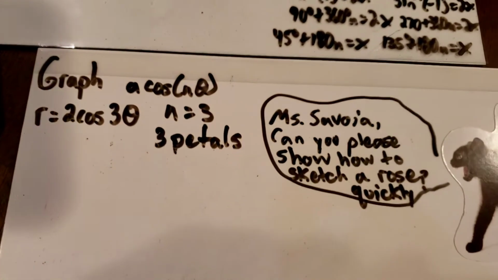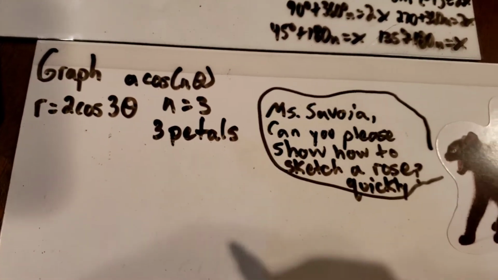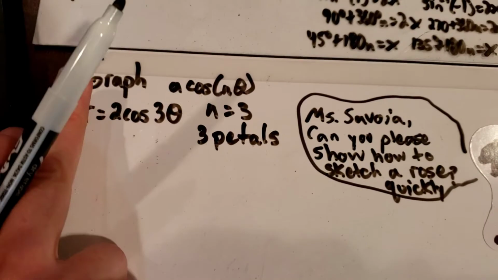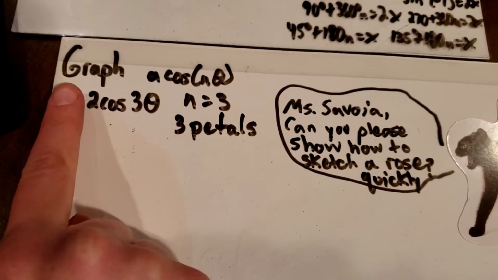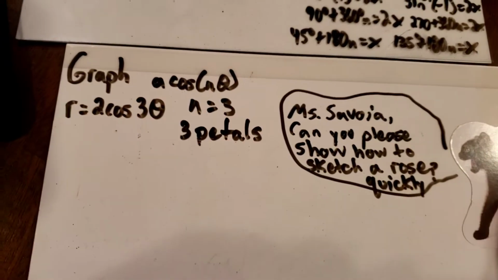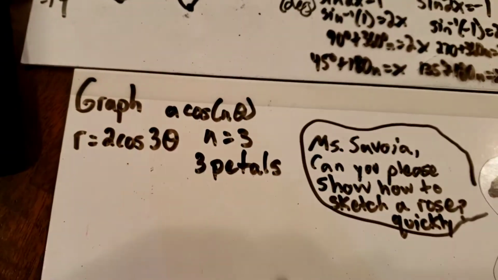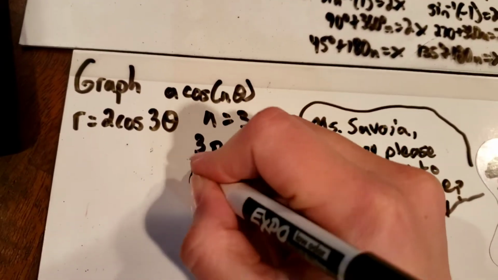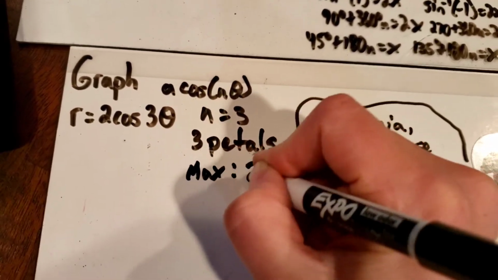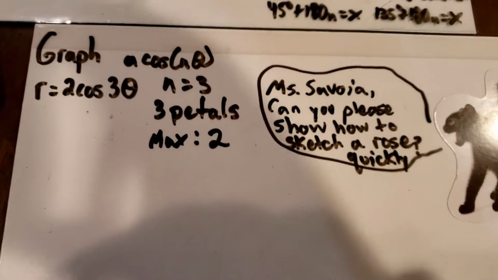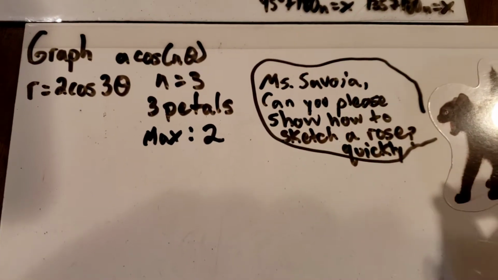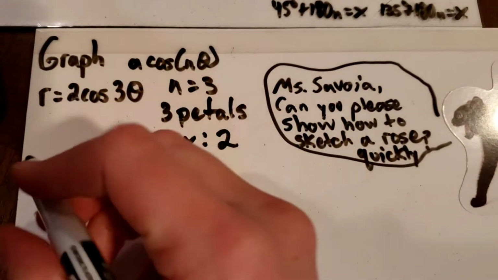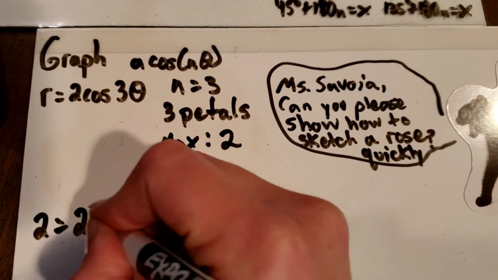Now, let's think about what the maximum length of the petal is going to be. Well, what is the maximum that this can output? What is the maximum that 2 cosine 3 theta can output? That's going to be A. So the absolute value of A, I should say. So we know the max petal length is 2. So now what we're concerned with is when is this going to give us 2?